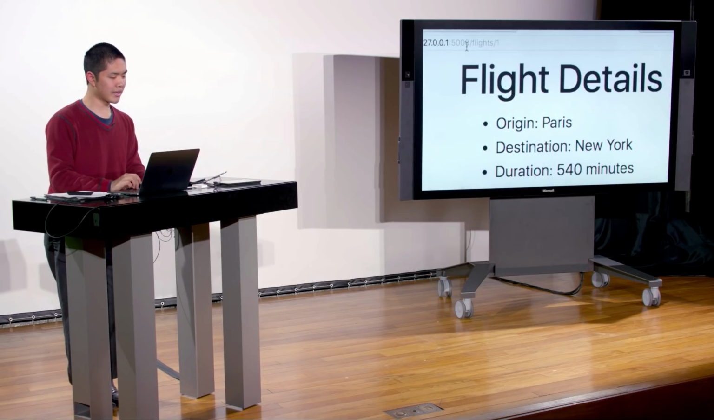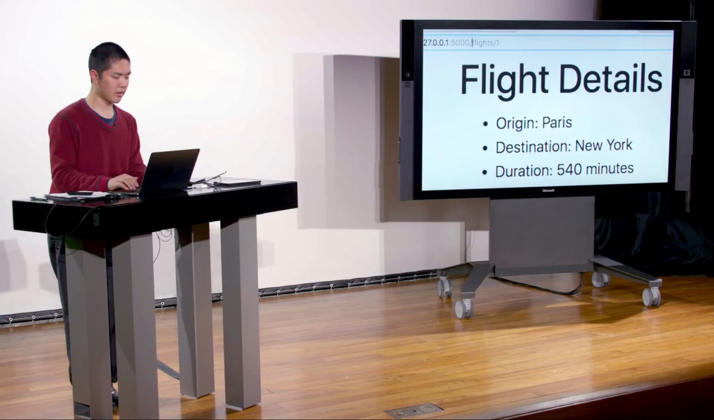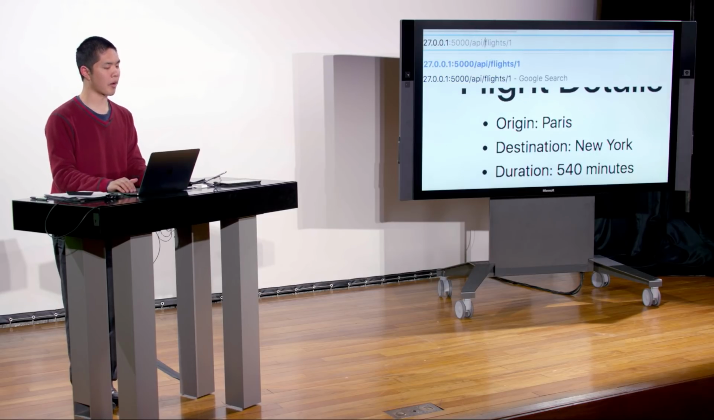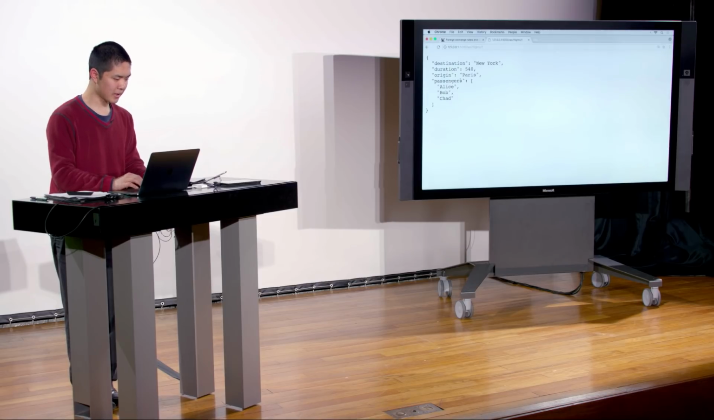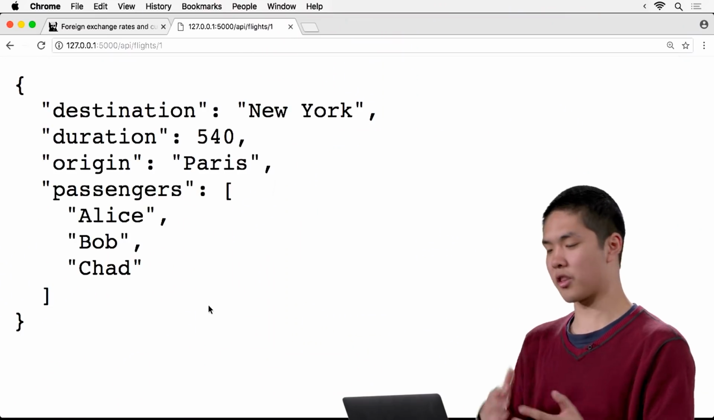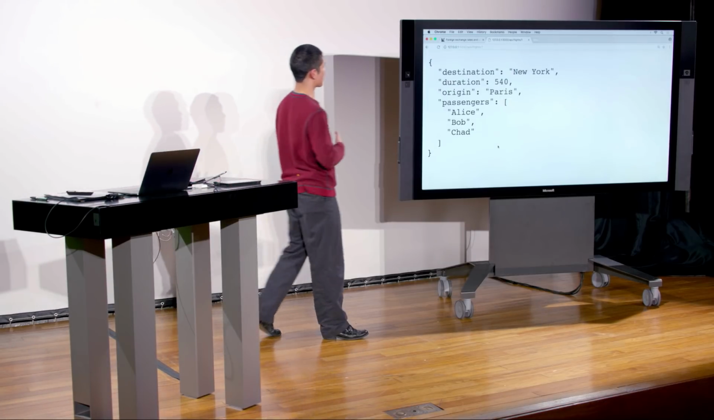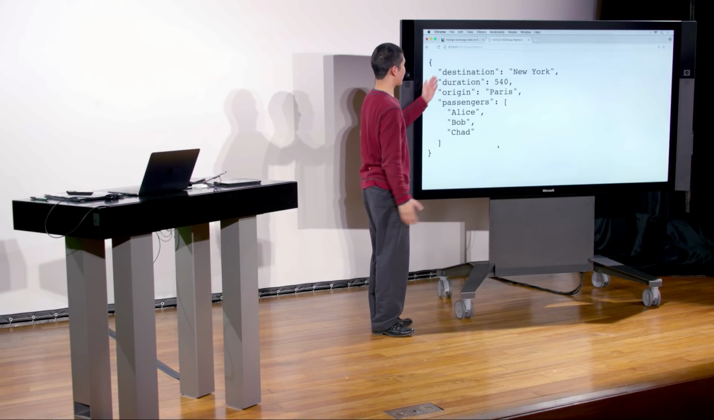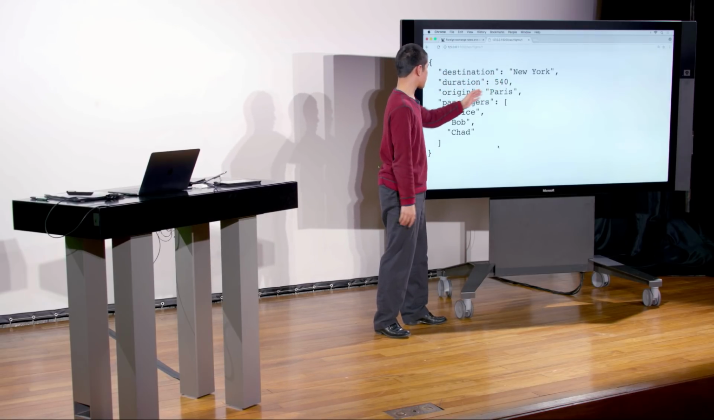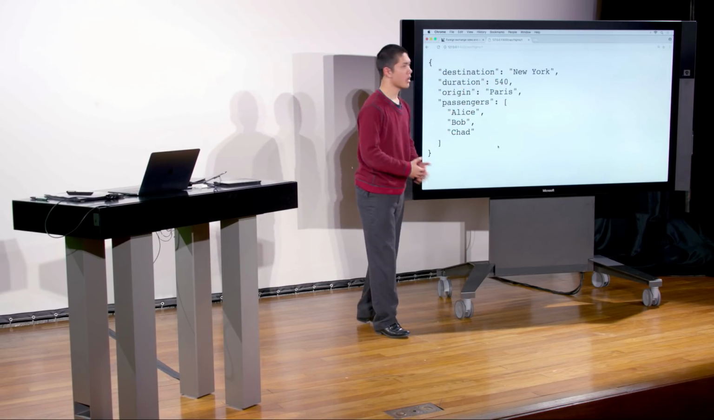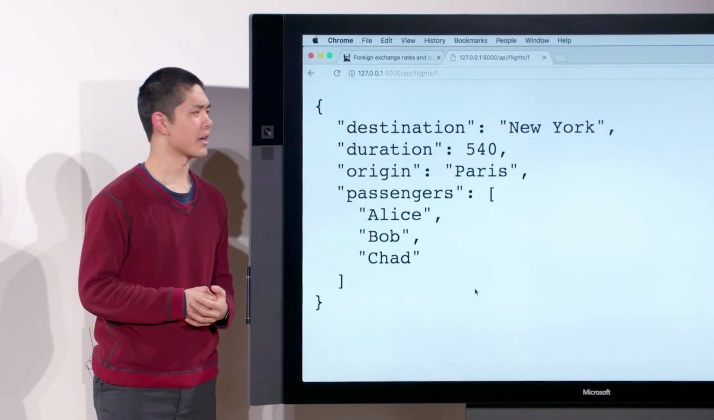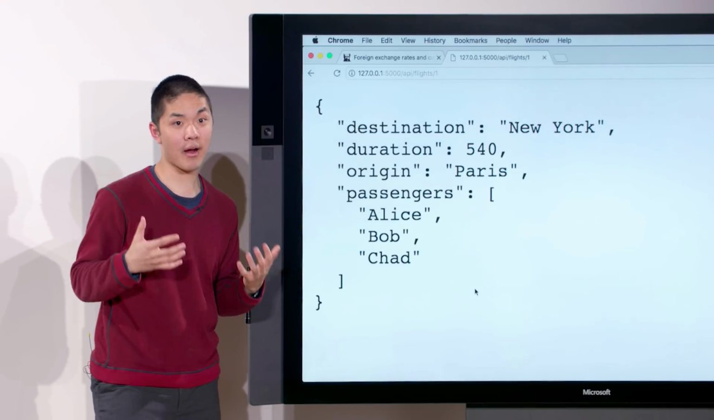But if I go into the URL now and change /flight/1 to add just /api/flight/1, because that was the route that I decided on before, now what I get back is something that looks a little less aesthetically pleasing to the human, but definitely more machine readable. I have this JSON object that has the destination, it has the duration, the origin, and a list of all of the passengers that are on this flight. And so now I've built this API route that I can use.